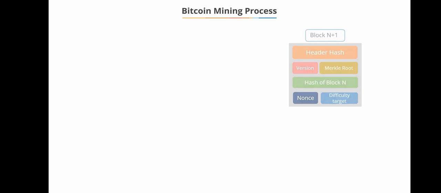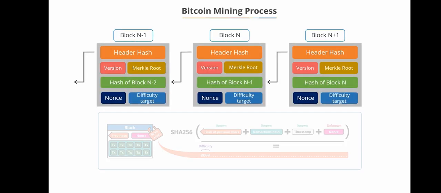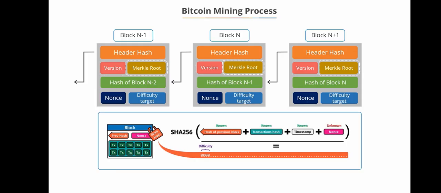Mining puzzle. Bitcoin mining process. Now the miner nodes start solving the mining puzzle. Mining nodes construct the block header using the following fields: version, Merkle root, previous block hash, difficulty target, and nonce. The primary aim is to compute a value for the nonce that gives a result in the block header hash which is lower than the difficulty target.